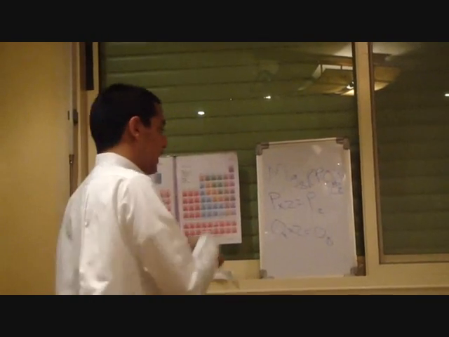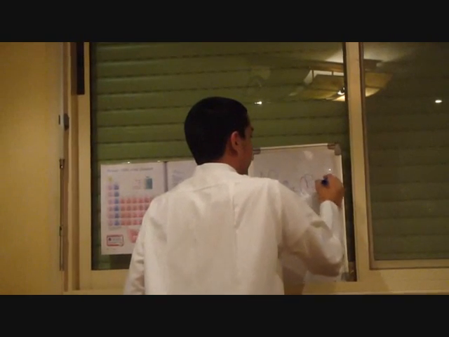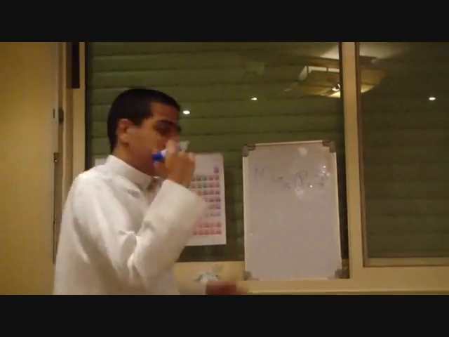P times 2, and oxygen 4 times 2. So it becomes P2 and O8. Let's substitute. It becomes Mg3P2O8. Now let's do the steps that we did in the last question. So Mg 3 times its molar mass, phosphorus 2 times its molar mass, and oxygen 8 times its molar mass.